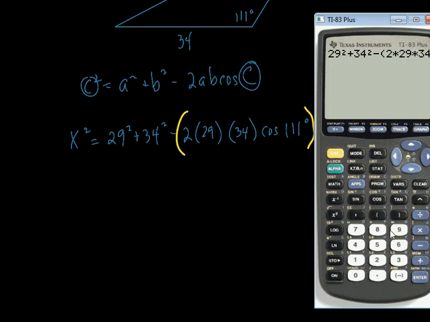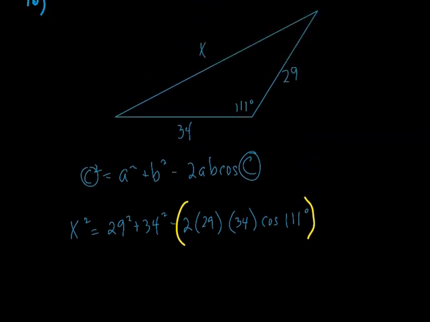Now, on my calculator, I don't have to hit times. All I got to do is hit cosine of 111. Now, watch what I did. I just closed that parentheses with the 111, but then I got to close this parentheses right here. So I have two parentheses right next to each other. Do you see that? Okay, and then I hit equals. Now, that's not my answer, is it? It's 2703. There's no way that length is 2,703. Would you agree?